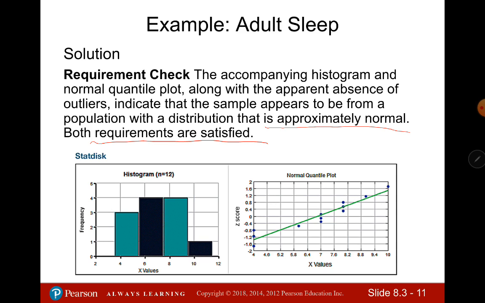But if you still don't know how to check the requirements, you do not know how to use the histogram or plot to test if the distribution is normal or not. Don't worry about that, because in your test or exam or quiz, you will not need to do this part. Even in your homework, you do not need to do the requirement check.